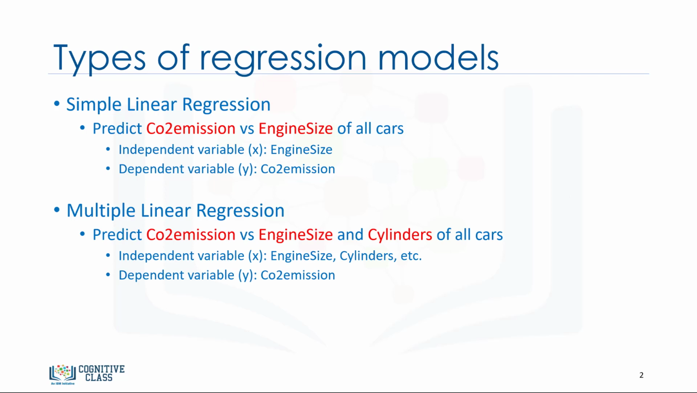In reality, there are multiple variables that predict the CO2 emission. When multiple independent variables are present, the process is called multiple linear regression. For example, predicting CO2 emission using engine size and the number of cylinders in the car's engine. Our focus in this video is on multiple linear regression.